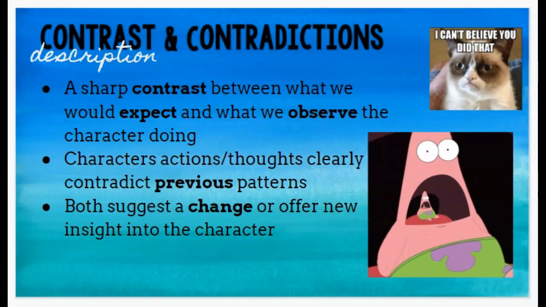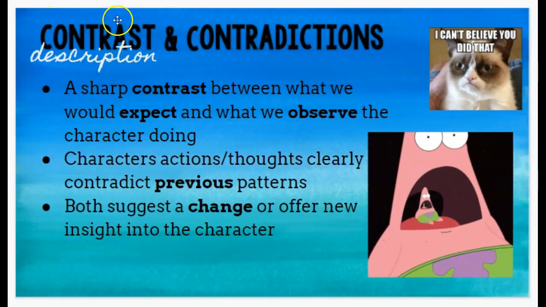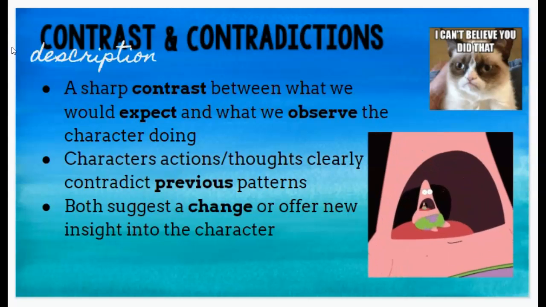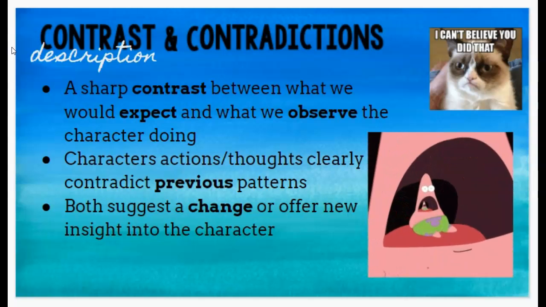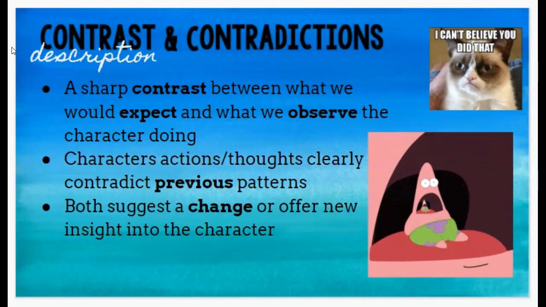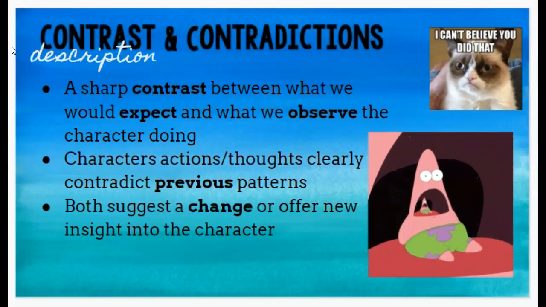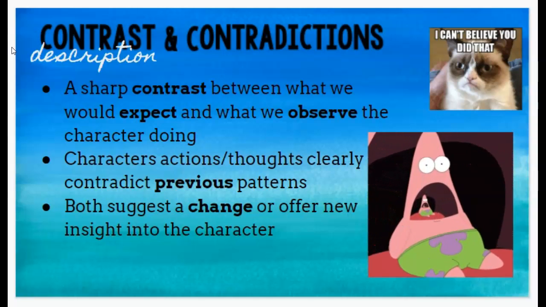Our first Notice and Note signpost is called Contrast and Contradictions. This is a signpost when we see a sharp contrast or something different from what we would typically expect a character to do or feel. As a reader, we begin to pick up on characters and their typical traits and behaviors. So, when a character contradicts something they usually do, that can suggest a change in the character.